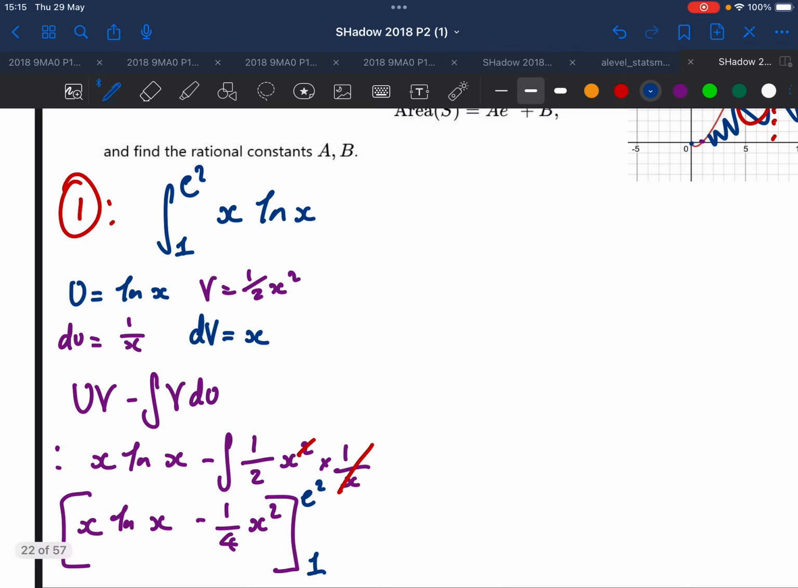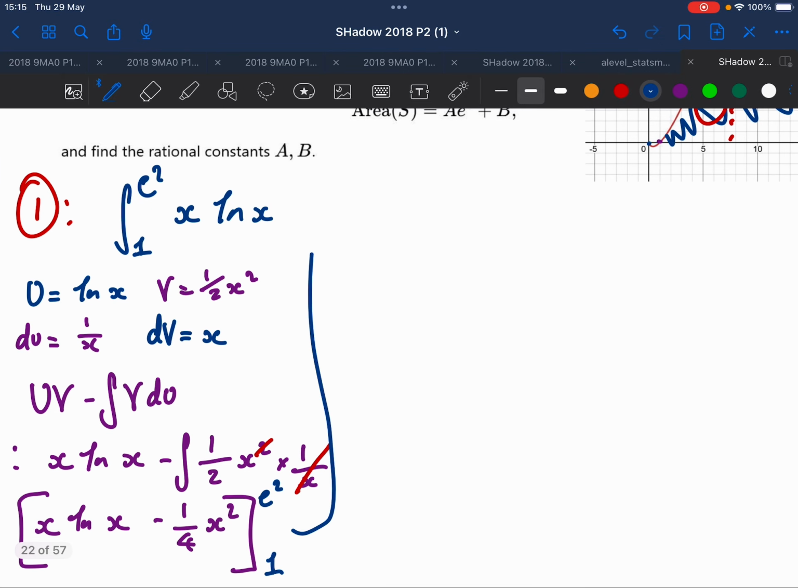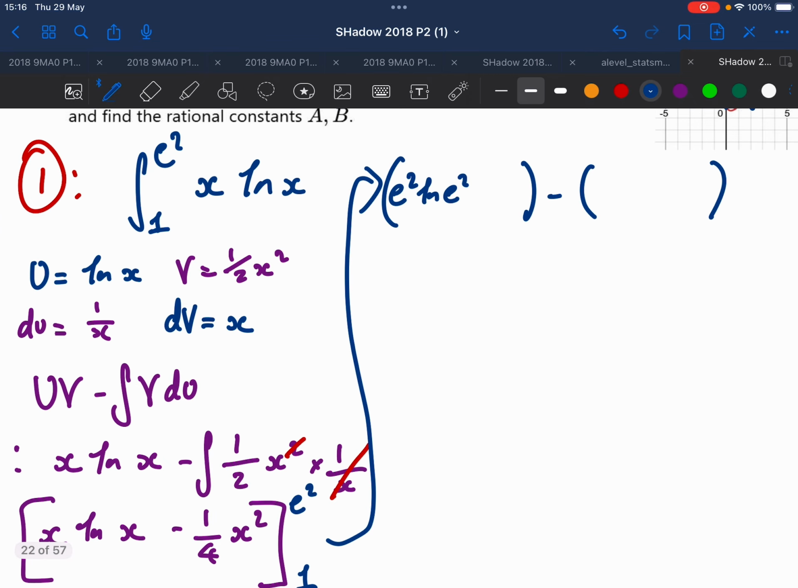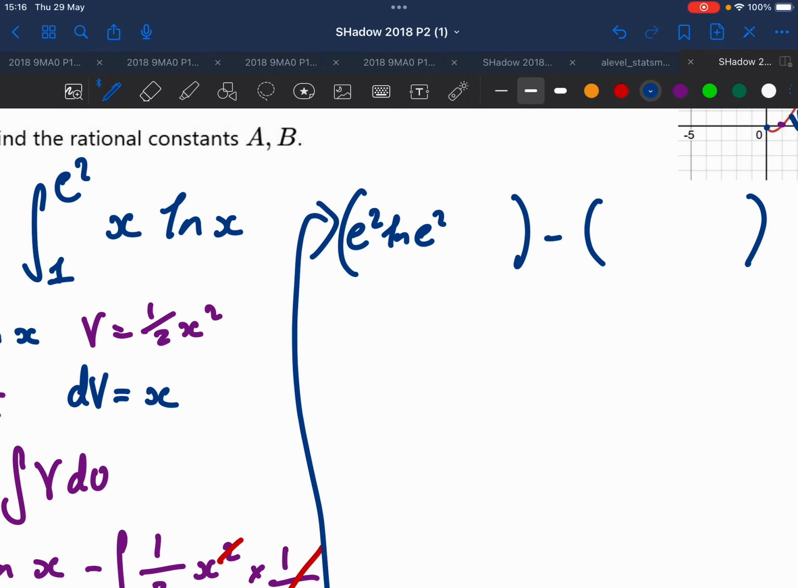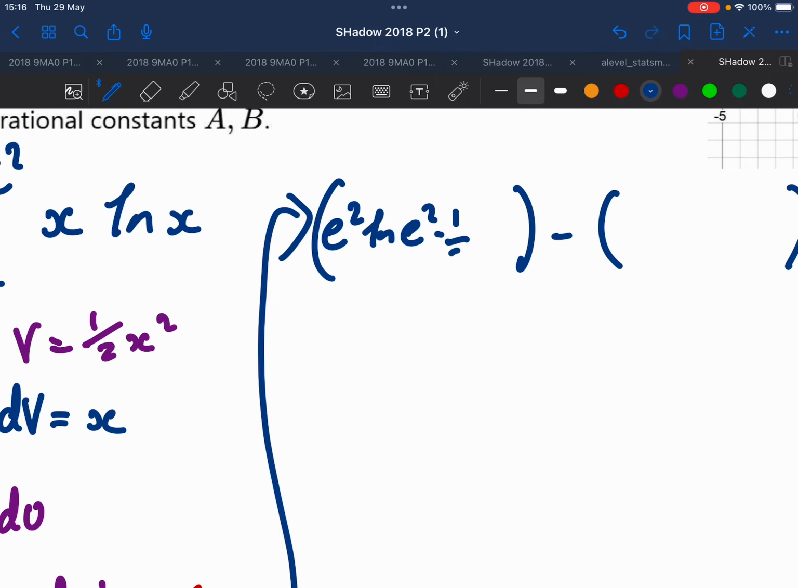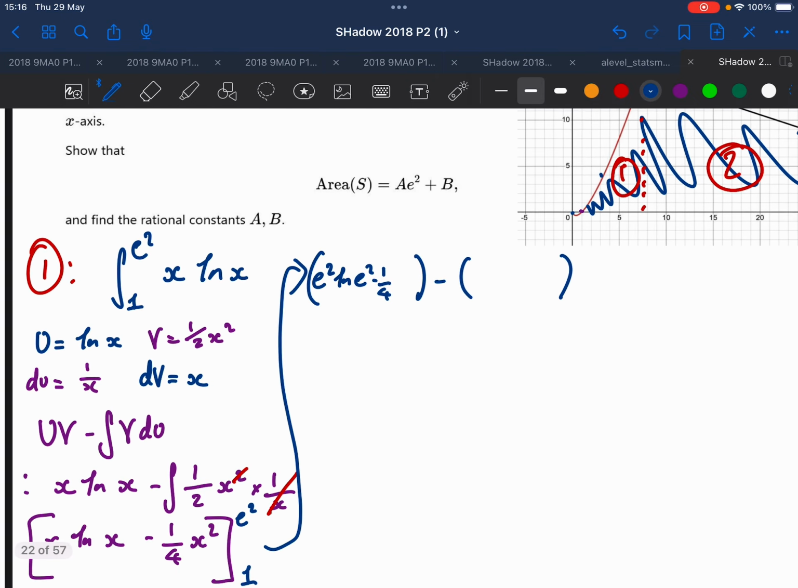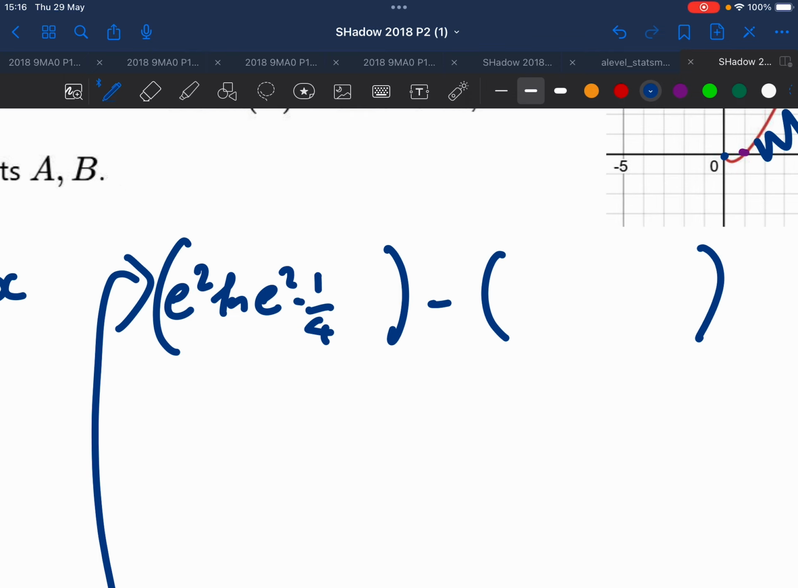So I think we just go up here now and tidy that up a little bit. So for my first one, I'm going to get e squared natural log e squared minus a quarter, and is that just e squared squared? It's e to the 4, isn't it?